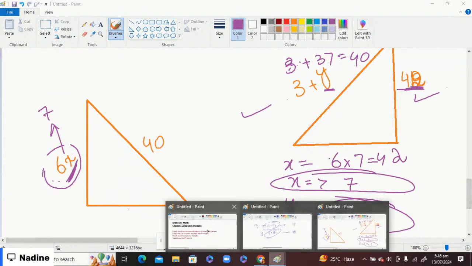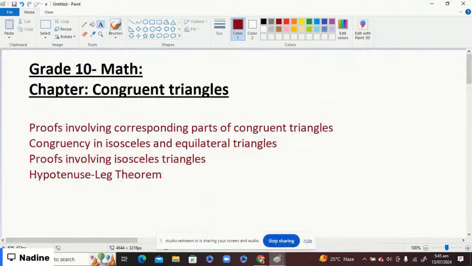Today we covered grade 10 maths, the chapter on congruent triangles. Here is the list of lessons. The first lesson is proof involving corresponding parts of congruent triangles. Then congruency in isosceles and equilateral triangles, proof involving isosceles triangles, and hypotenuse theorems. Hope you understand all these lessons.